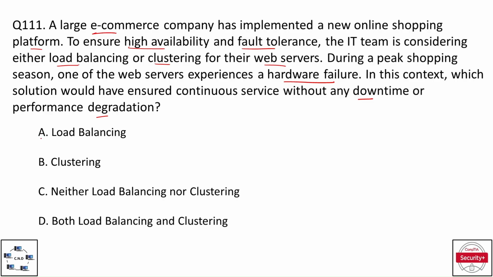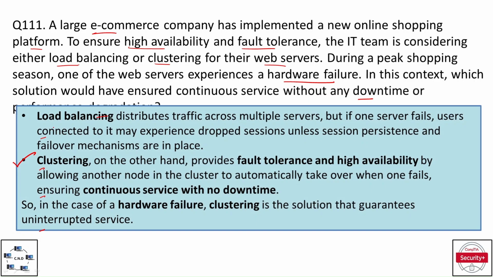And the options are: option A, load balancing; option B, clustering; option C, neither load balancing nor clustering; and option D, both load balancing and clustering. And the correct option is option B, clustering. So why is clustering the correct option?